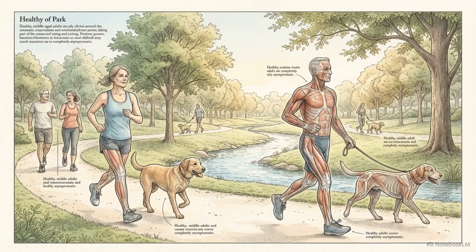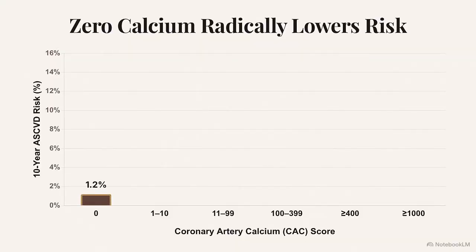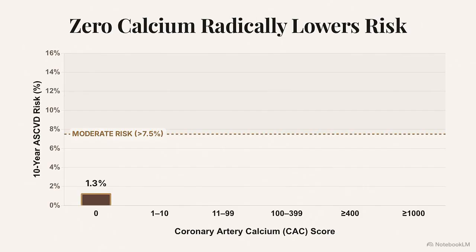When we move away from the emergency room and look at asymptomatic adults, the data shifts. In the multi-ethnic study of atherosclerosis, or MESA, roughly half of the participants had a calcium score of 0. For these individuals, a 0 score is a biologically distinct low-risk phenotype. It is a unique physiological state, not simply the bottom of a risk continuum. The MESA data showed that people with a 0 score had a 10-year risk of a cardiovascular event between 1 and 1.7%. This rate is remarkably low compared to traditional risk models.